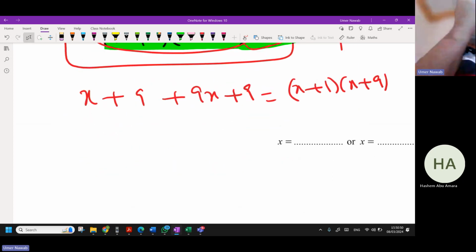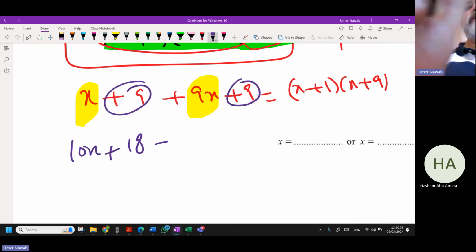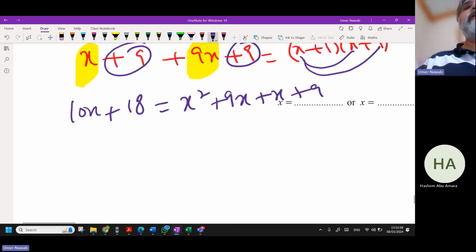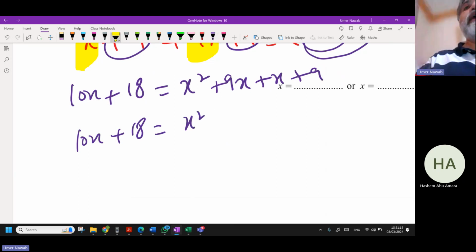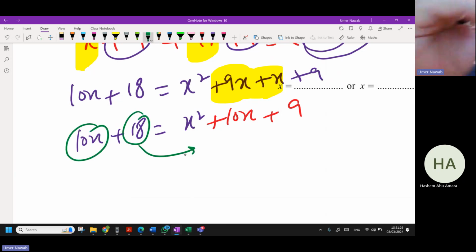Now finally, guys, 9x plus x gives you 10x, and 9 plus 9 is 18. And now x times x, hurry up, x squared. x times 9 is 9x, 1 times x is x, and 1 times 9 is 9. It looks like I'm going to end up with a quadratic equation. So 10x plus 18 is equal to x squared, and 9x plus x will be 10x, and then plus 9.